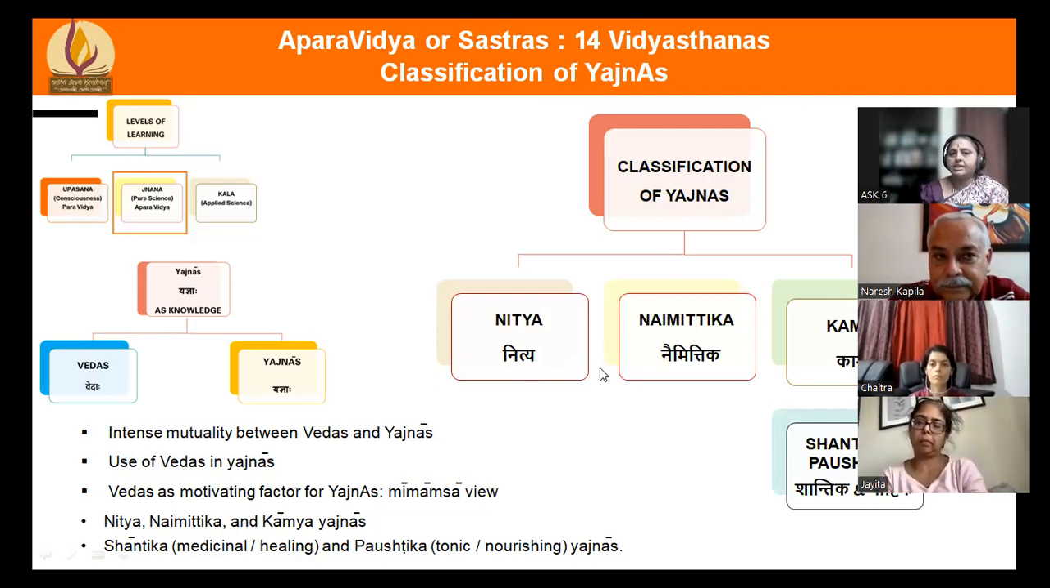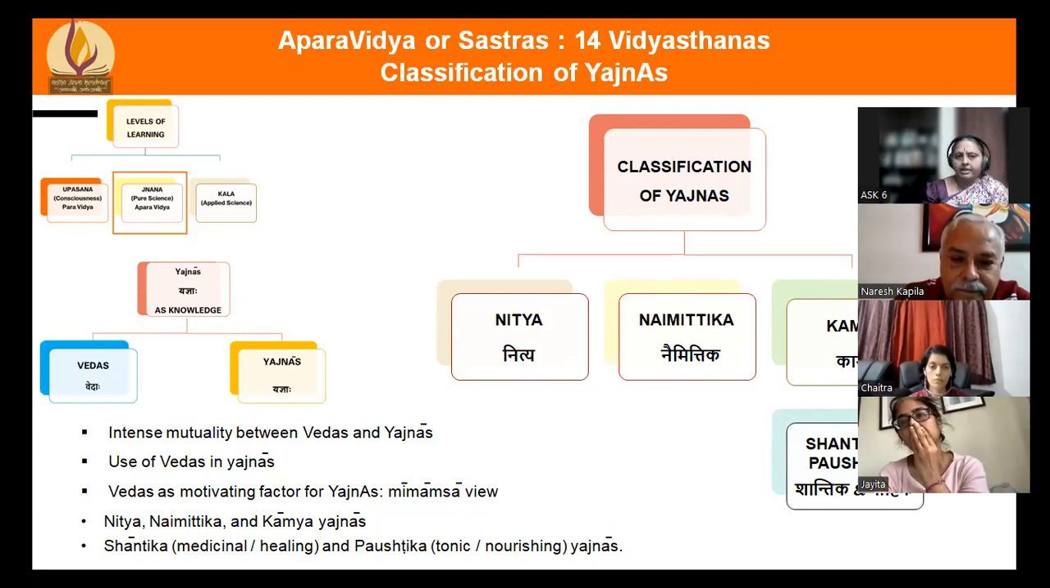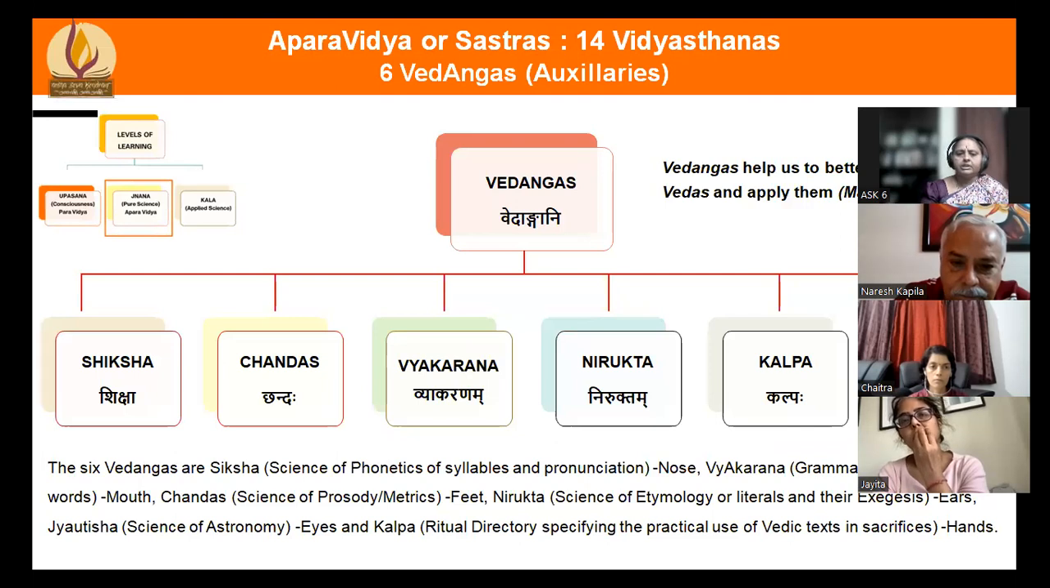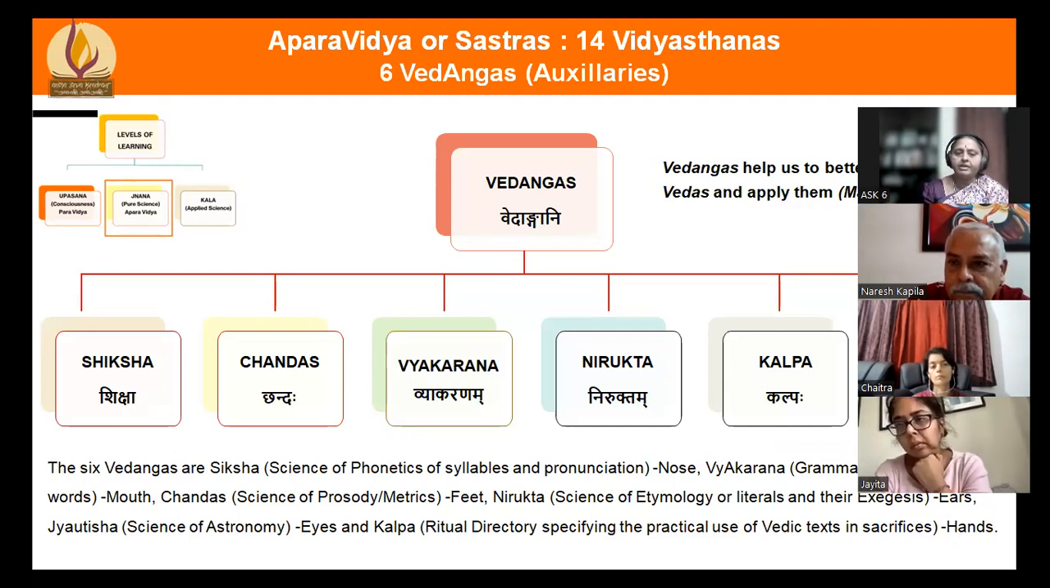One more point is there here. Nitya, Naimitika, Kamya, Shantika, Paushtika are the different classifications of yajnas. So what do we do in Nitya yajna? Then Naimitika, what do we do? Kamya yajnas. All these things we will discuss when we take up yajnas as the main topic in the later lectures. Then the Vedangas are there. Here we have Shiksha, Chandas, Vyakarana, Nirukta, Kalpa, and Jyotisha. These are the 6 Vedangas. They are mainly there to help us understand the Vedic mantras and also their application in our day-to-day life.